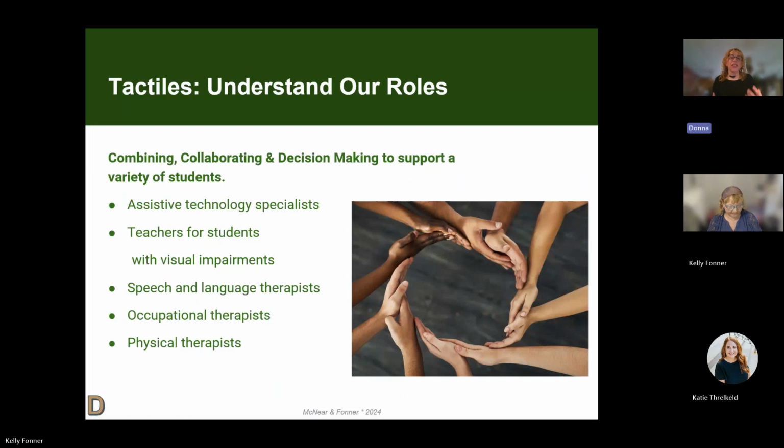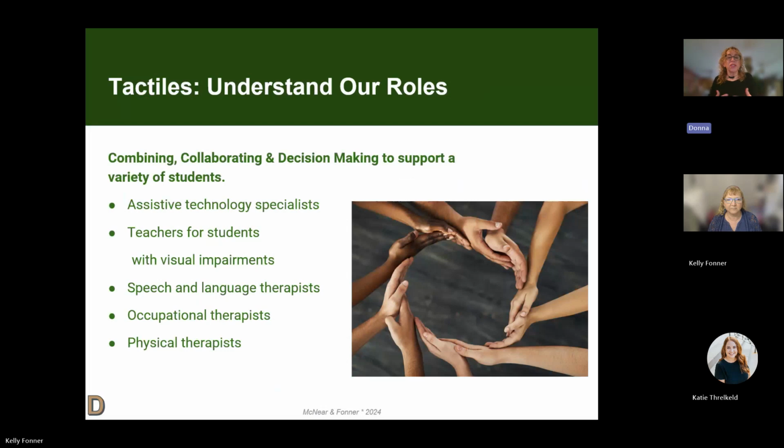So we like to understand our roles in tactiles because we think about it as, well, it's just for Donna because she's a teacher of blind, visually impaired. And so we want to expand that concept of roles using tactiles. So we think about combining, collaborating, and around decision making to support a variety of students. So to expand your idea of flexibility about who can be knowledgeable about the tactile learning channel.